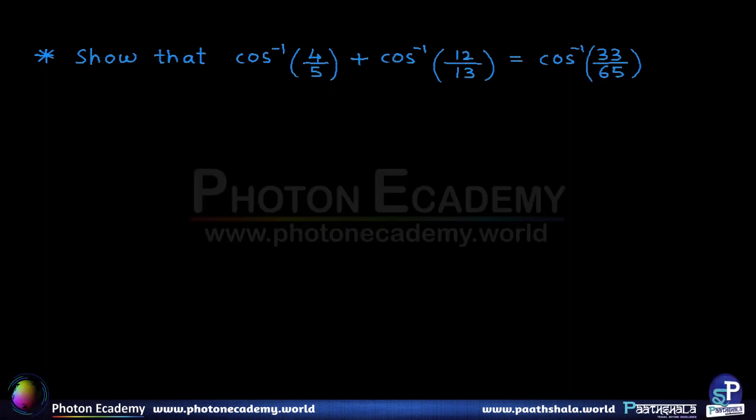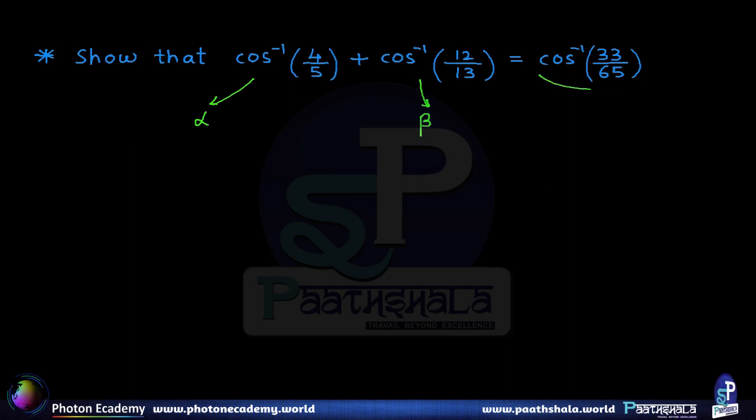Now on the left hand side, if you observe, we are given basically two angle quantities, isn't it? Cos inverse of 4 by 5, if you call it alpha, and cos inverse of 12 by 13, if you call it beta. Then the sum of the two angles is equal to cos inverse of 33 upon 65. So in other words, if we prove that cos of alpha plus beta is equal to 33 upon 65, then our job would be done.